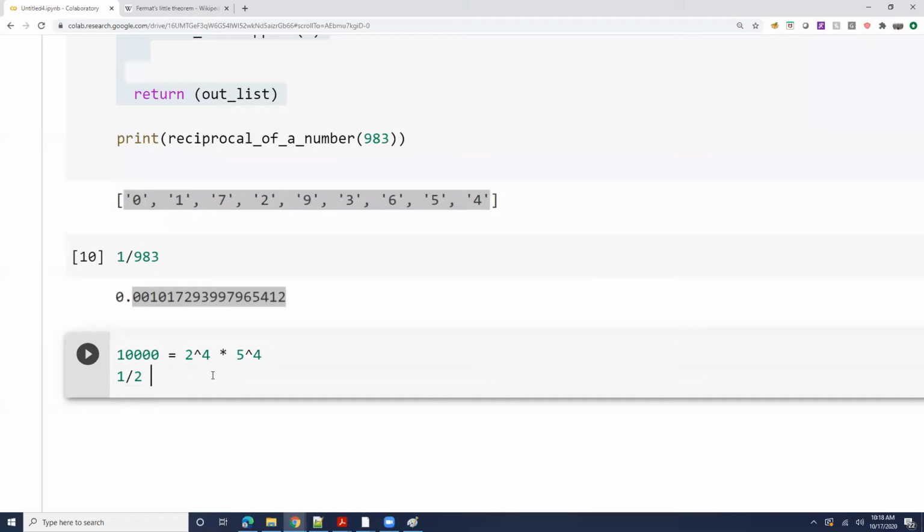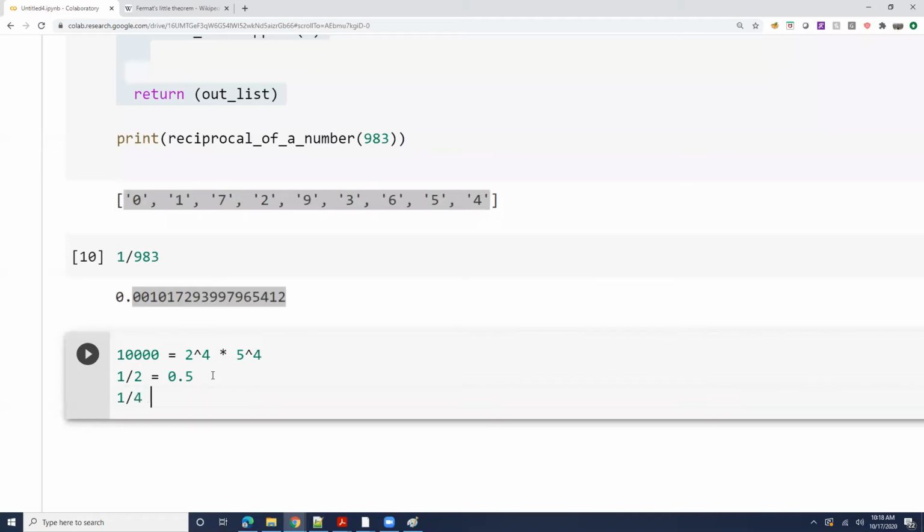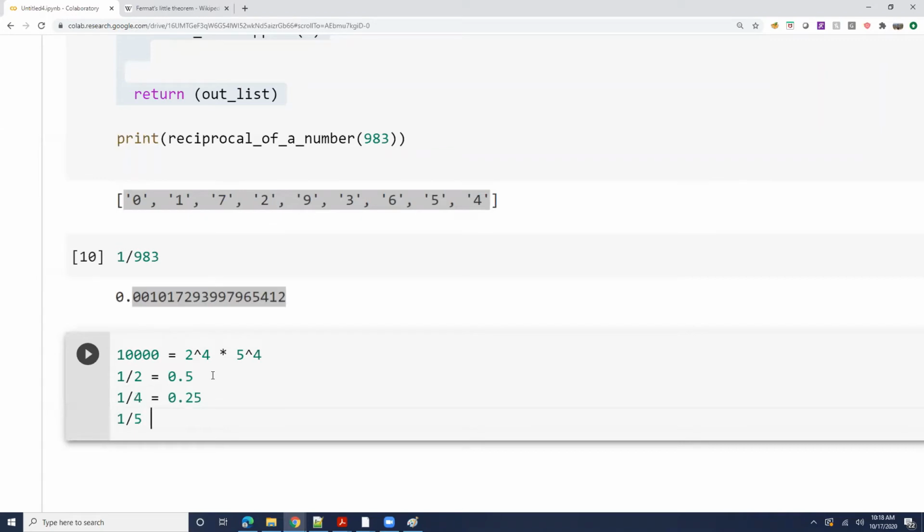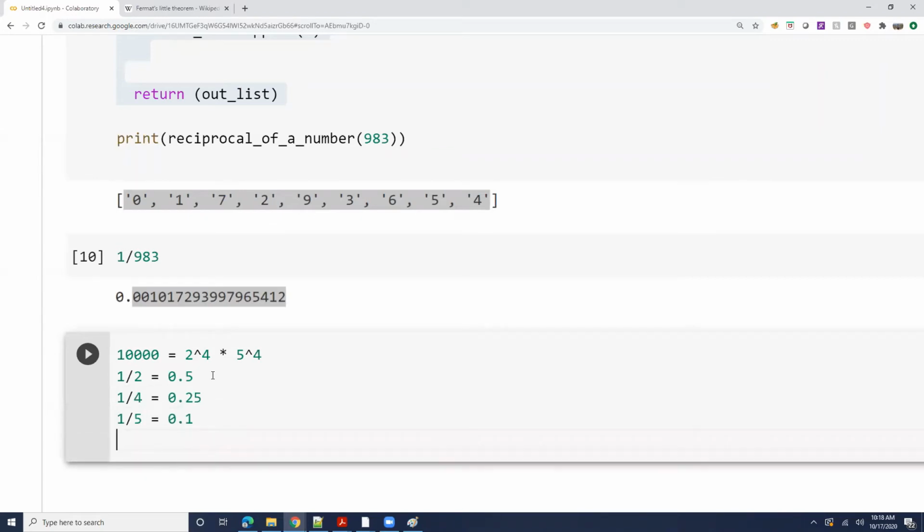So for example, 1 divided by 2 does not have any repetition. 1 divided by 4 has no repetition. 1 divided by 5 has no repetition. Because you are effectively dividing 10 by 2, or 100 by 4, or 100 by 5. You could just as well think of it as dividing 10,000 by 2, 10,000 by 4, 10,000 by 5, and so on. So only numbers whose prime factors are only 2s and 5s.